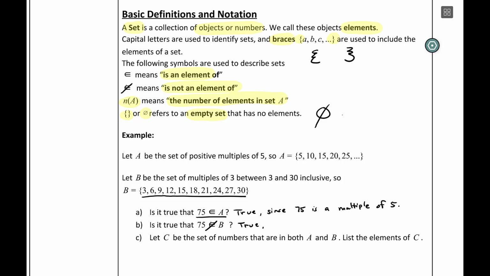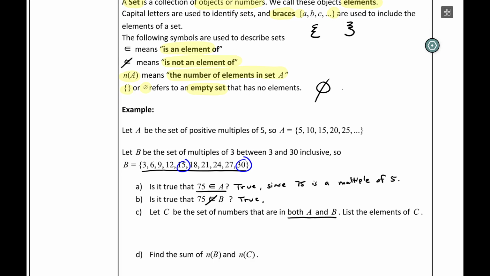Okay, now we want to let C be the set of numbers that are in both A and B. Let's list out the elements of C. To try and figure this out, I like to work with my finite set, the one that actually has a fixed number, and let's see, do we have any multiples of 5 in here? I can see that, hey, 15 is a multiple of 5, and 30 is a multiple of 5. There are a lot more common multiples of 3 and 5, but these are the only two that are in set A and in set B at the same time. Thus, C is the set of elements 15 and 30.